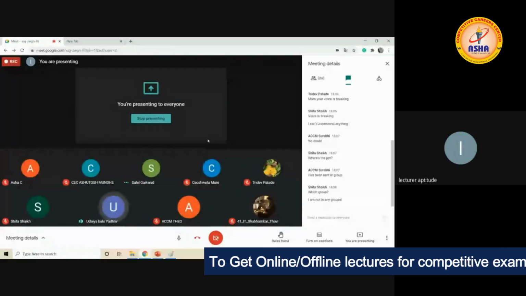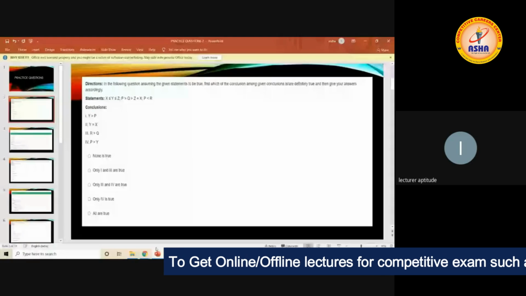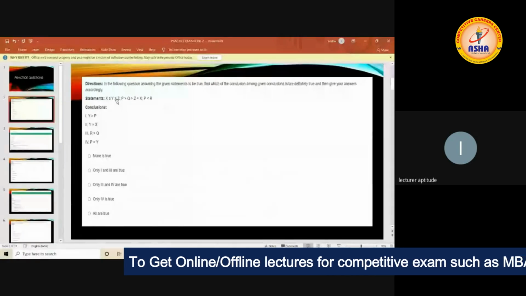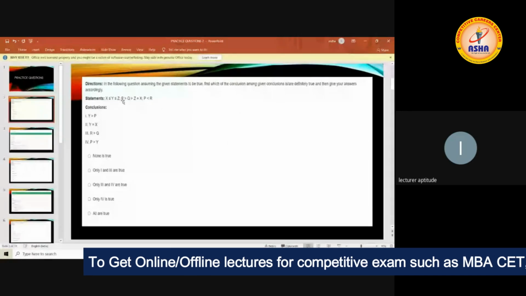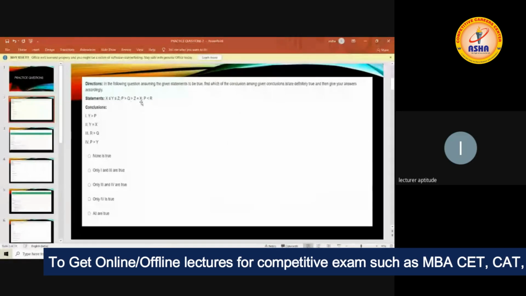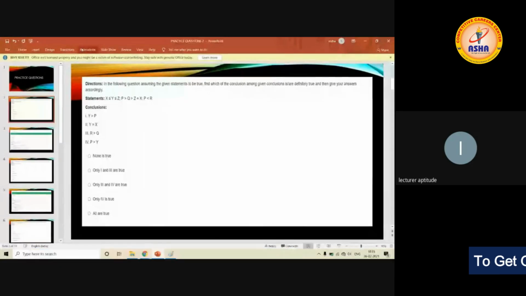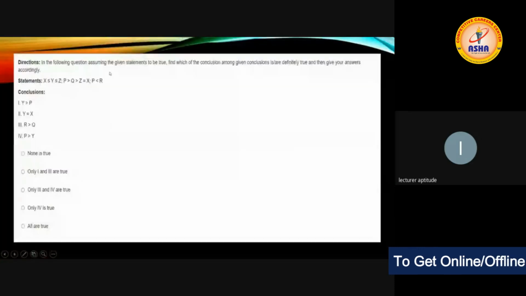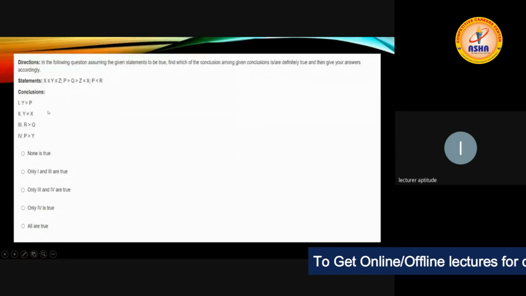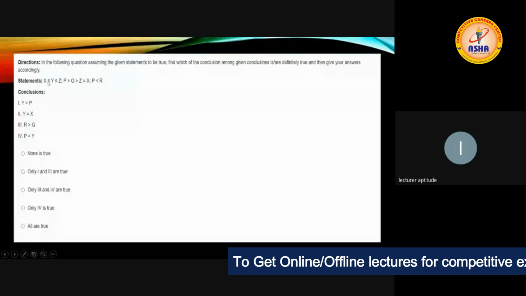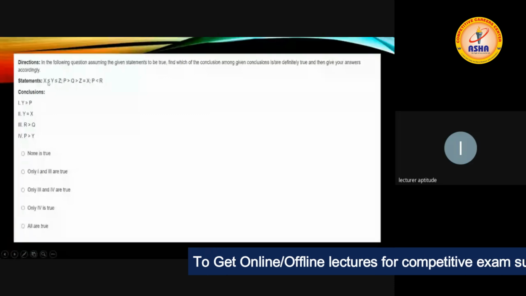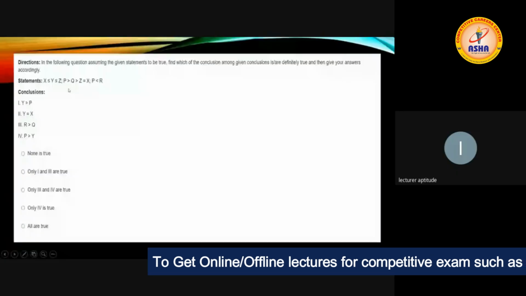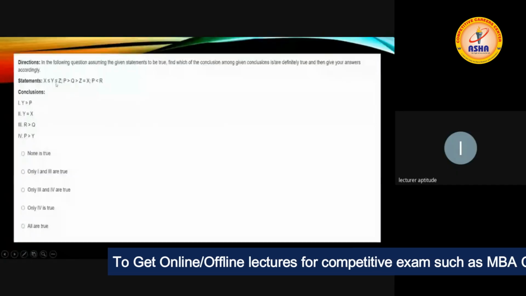So the question given is X is less than or equal to Y is less than or equal to Z. Another statement is P is greater than Q greater than Z. Just look into this question carefully. You are given these three statements. How will you write this by combining these three statements? We know that X is less than or equal to Y is less than or equal to Z. First look into these two statements; Z is a common thing, right? So you will write X is less than or equal to Y is less than or equal to Z.